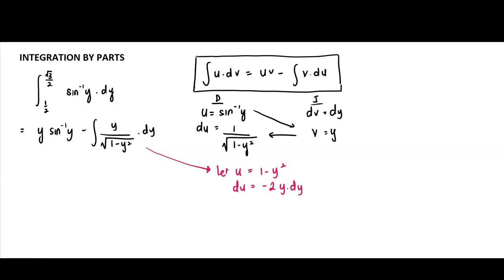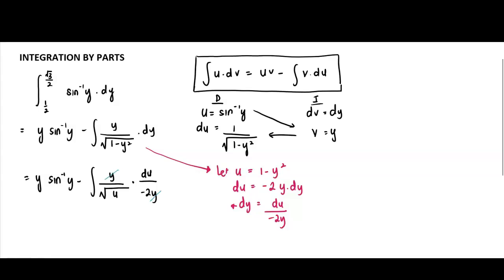Alright, now we're going to substitute the information here. So we're going to get y arcsin y minus the integral of y over the square root of u, where we are replacing 1 minus y squared with u, dy. Here your dy is equivalent to du over negative 2y. So we're going to replace this inside our equation. We will have du over negative 2y. Alright, so cancel off the y. We have y here, we can cancel this off.